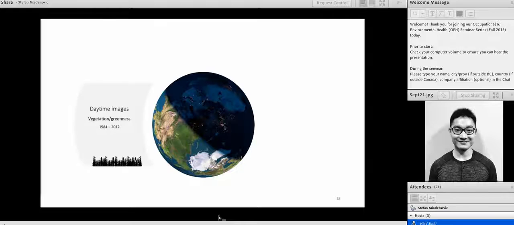So my research first uses the daytime images captured by Landsat from 1984 to 2012. So I have images of my cities every single year, and I can generate an index that represents how green that city is. But again, looking at that figure, I cannot afford to have daily images because it's very expensive. And I know, fine detailed images.